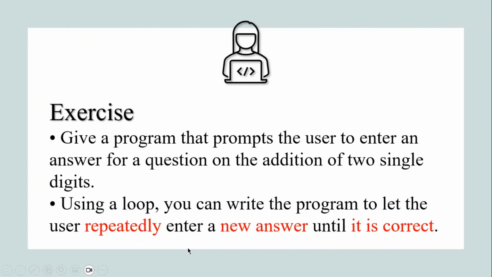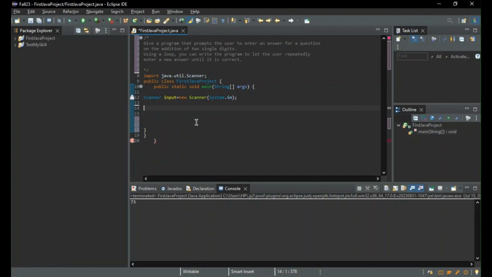Then it will decide if it will need another repetition. If it's right, then it will stop. If it's wrong, it will continue to give the user another chance to submit a new answer. Otherwise, it will stop. So in this specific question, I will use a while loop. It will make it easier for me.